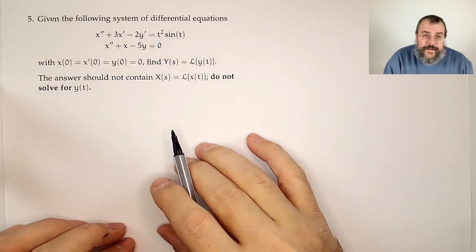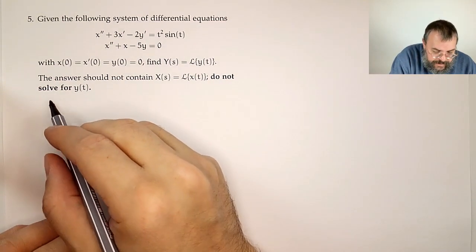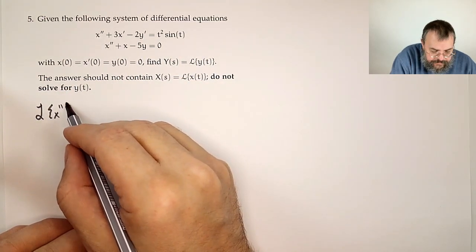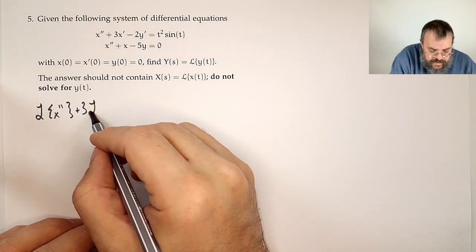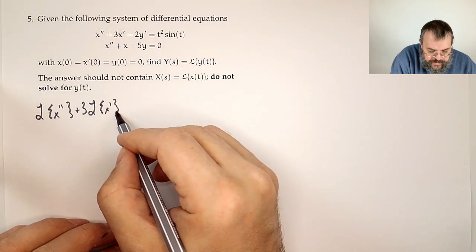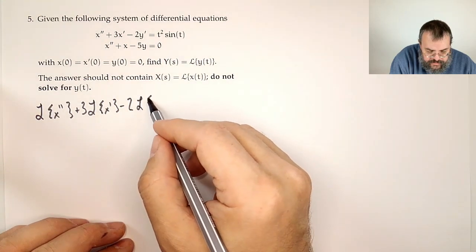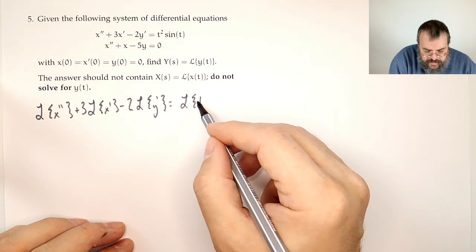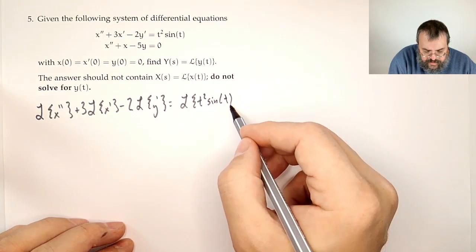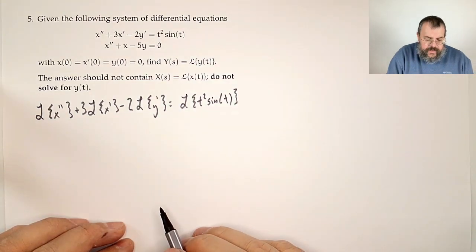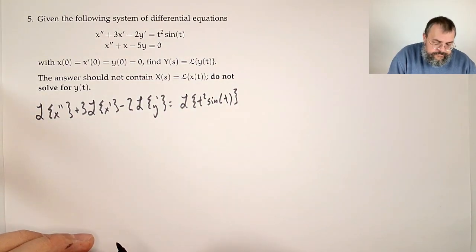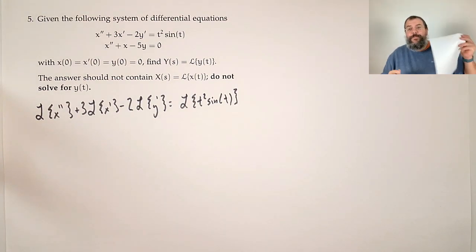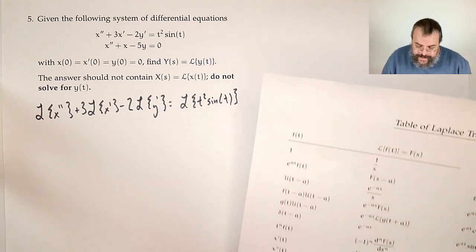Okay, so where are we at? We're going to take the Laplace transform of x double prime plus 3 Laplace transform of x prime minus 2 Laplace transform of y prime equals the Laplace transform of t squared sine t. Okay, so this one's going to take us a while. Let's grab our table, right?